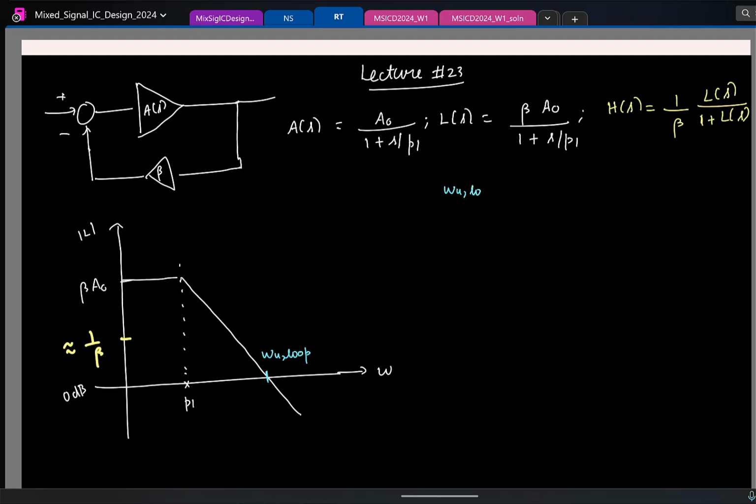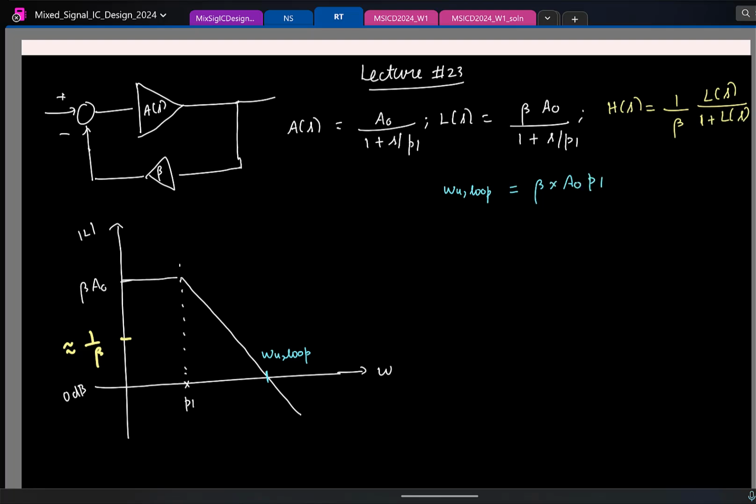It doesn't take a lot of time to find it. Again, the calculation is pretty straightforward. This is the loop gain, and I know for a fact that the unity loop gain frequency is going to be much greater than my first pole, because the gain is very large and the gain is starting to drop only after encountering this point. So by the time it drops to unity, this frequency will be much greater than P1. So for frequencies much greater than P1, how can I approximate the denominator as S by P1? So you just have beta A0 by S by P1. You take this, equate the magnitude to 1, that straight away gives you the unity loop gain frequency.